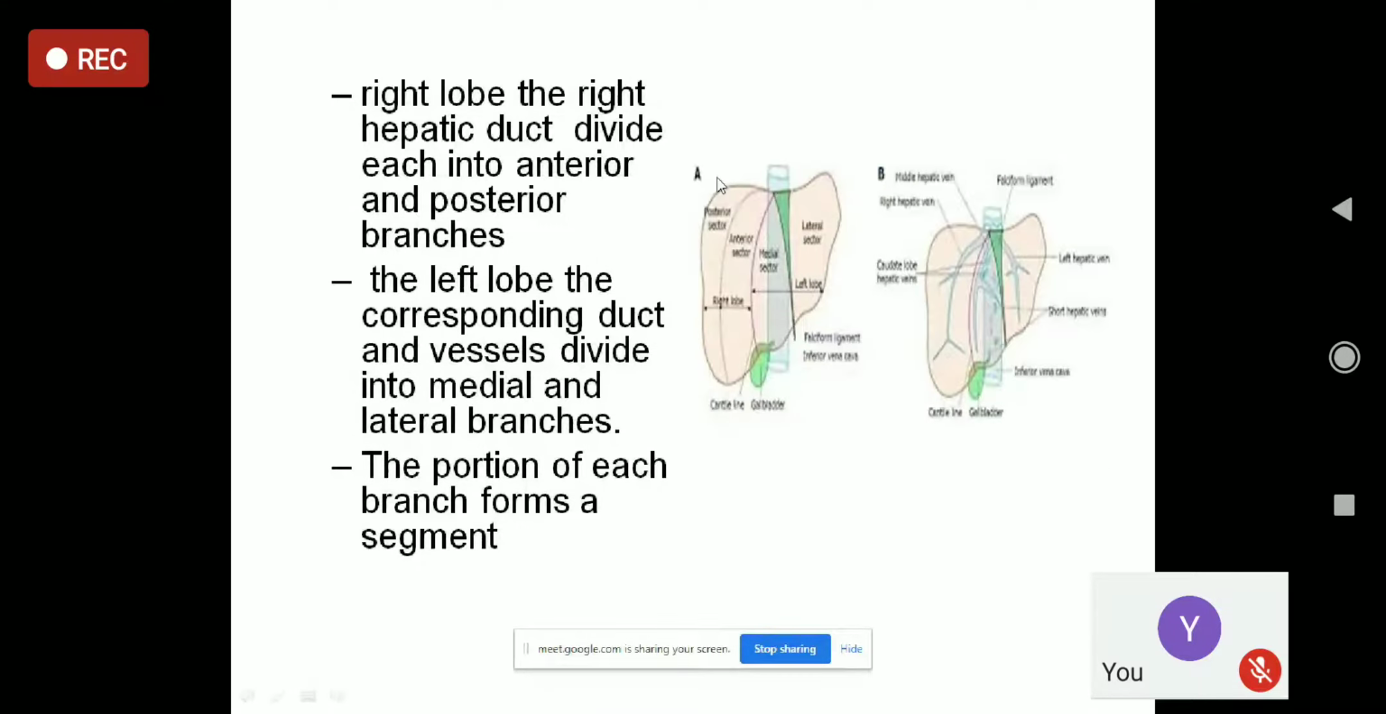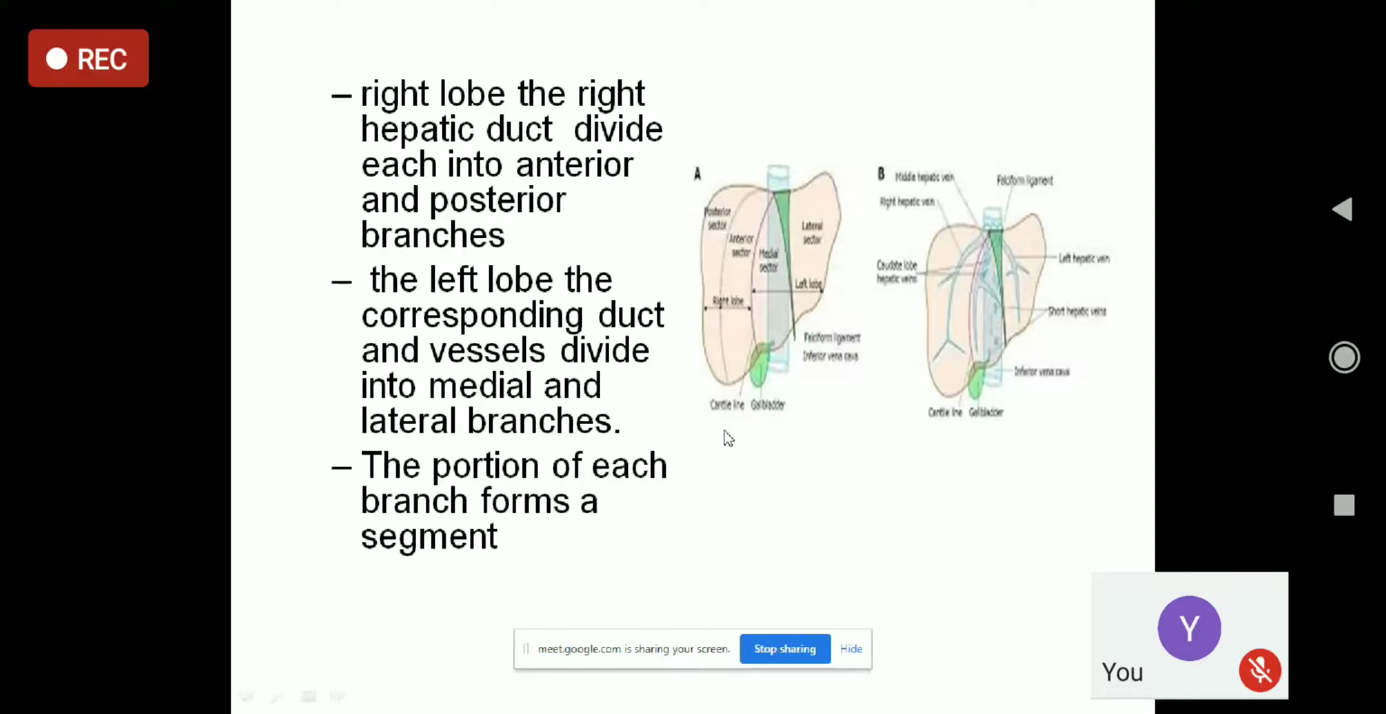Again, this physiological right lobe is divided into anterior lobe and posterior lobe. The figure is not clear. Look here, this right is again the right lobe, and it's again divided into anterior lobe and posterior lobe, whereas this left lobe is again divided into medial lobe and lateral lobe, and the portion of each branch forms a segment.